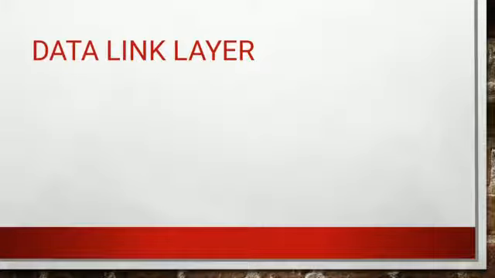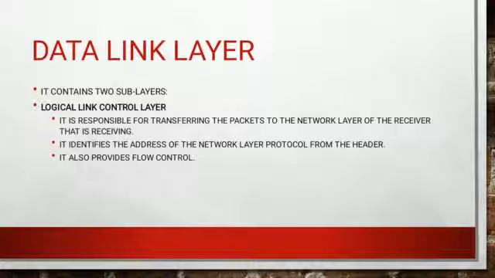Now see what the functionalities of the data link layer are. It contains two sublayers. Based on the responsibilities of the data link layer, it is mainly divided into two sublayers. One is called the logical link control layer, another one is called the medium access control layer. So what is this logical link control layer? It is mainly responsible for transferring the packets from the network layer of the receiver to the network layer. Means from the network layer it is receiving the data and the data is passed to the physical layer.